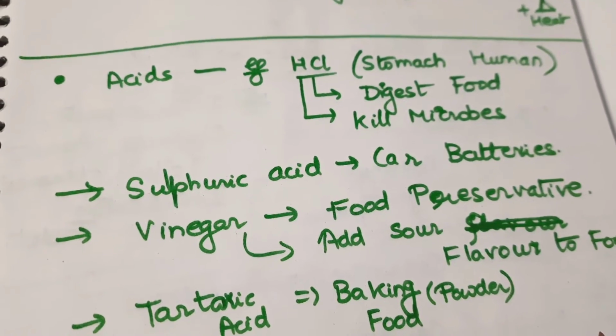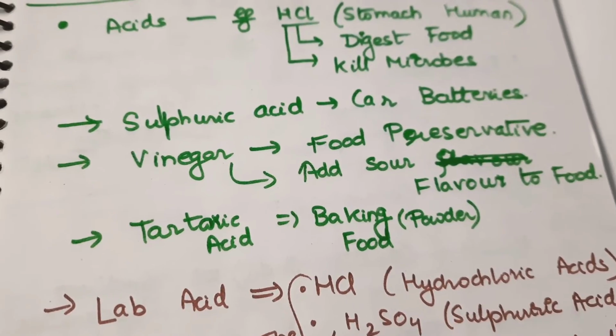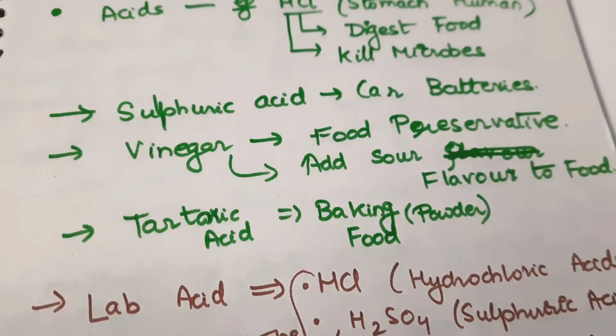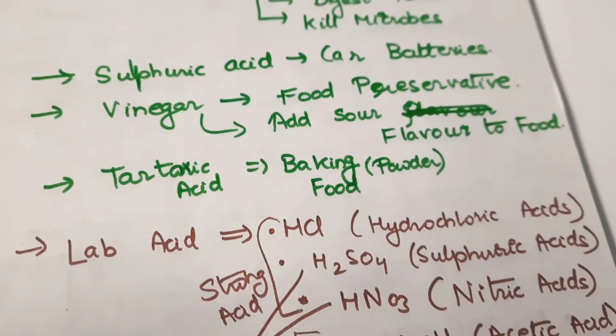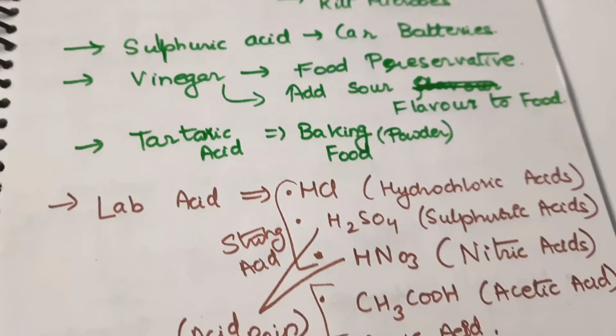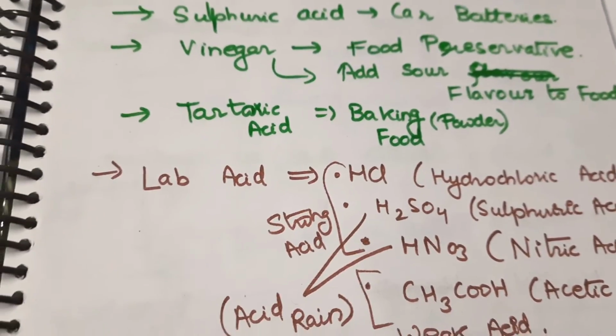Now, acids have some examples. HCl, which is in the stomach, is an acid which digests food and kills microbes. Sulfuric acid is used in car batteries. Vinegar is used to add sour taste or flavor to food and as a food preservative. Tartaric acid is used for baking food, in baking powder.